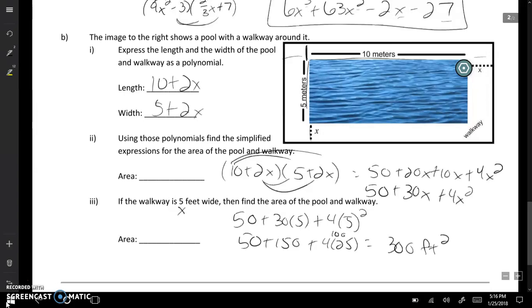Okay, you could have also checked that out because if the walkway is 5 feet wide, that means this is 5 and this is 5. So the whole thing is 15. Then if this is 5 and this is 5 over here, that means that is 20. 15 times 20 is 300.